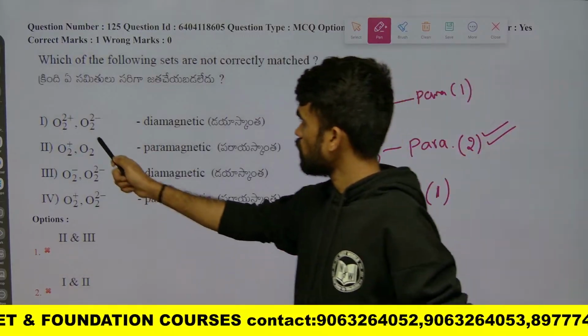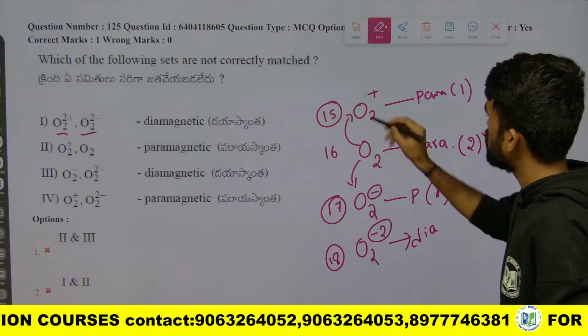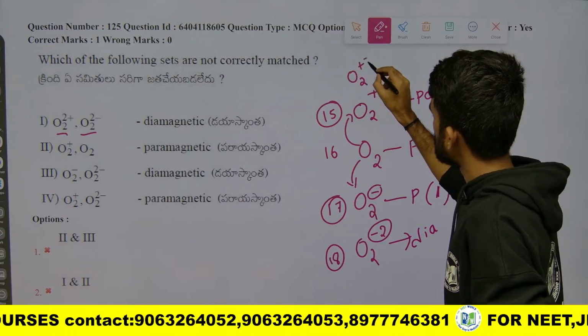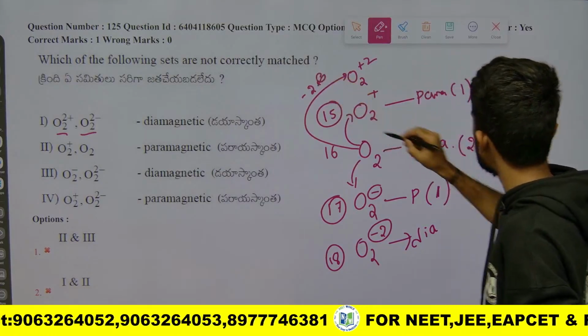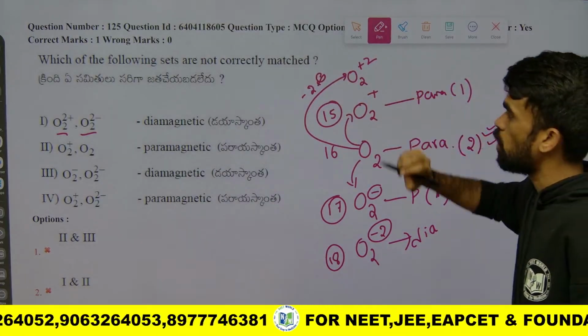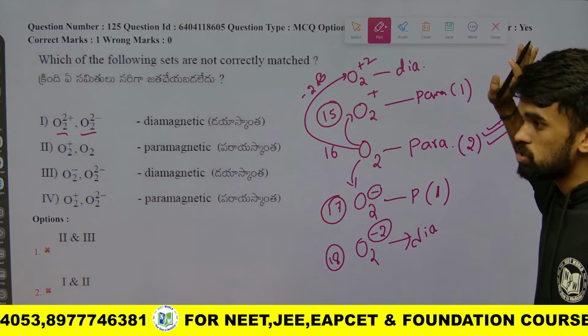Now based on this, you can answer which is not correctly matched. See, O2 2 plus means what? From these 16 electrons you are removing 2 electrons. Whatever unpaired electrons were there, you have removed them here. So this becomes diamagnetic. That's it. Hope it is clear.